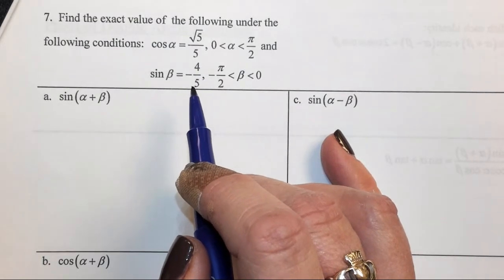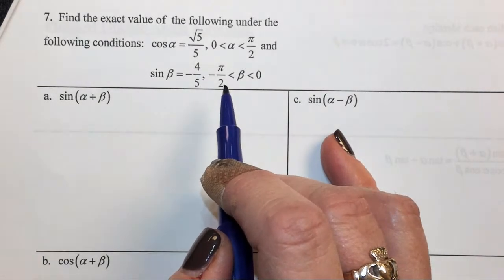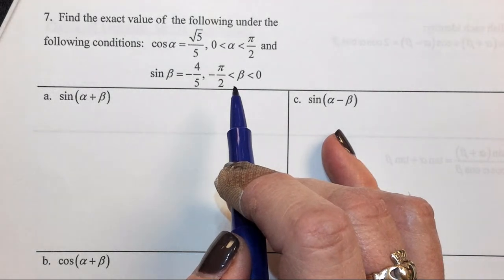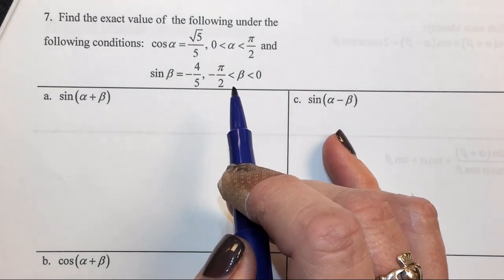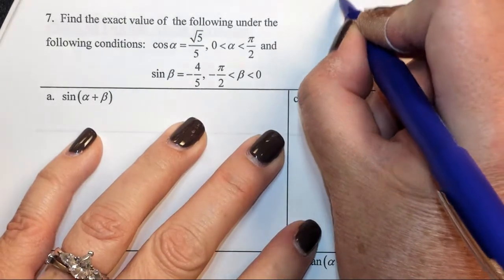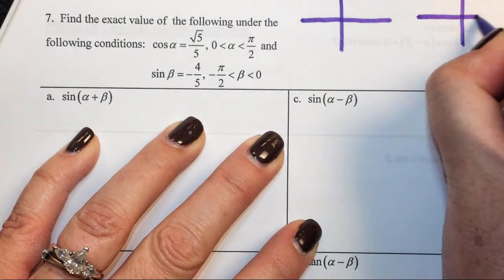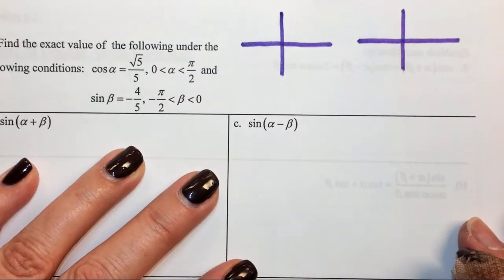Sine beta is negative 4/5. And beta is located between negative pi over 2 and 0. So what these are going to be are triangle problems. SOHCAHTOA. That's it. What you need to do is draw two triangles, one for angle alpha, one for angle beta.